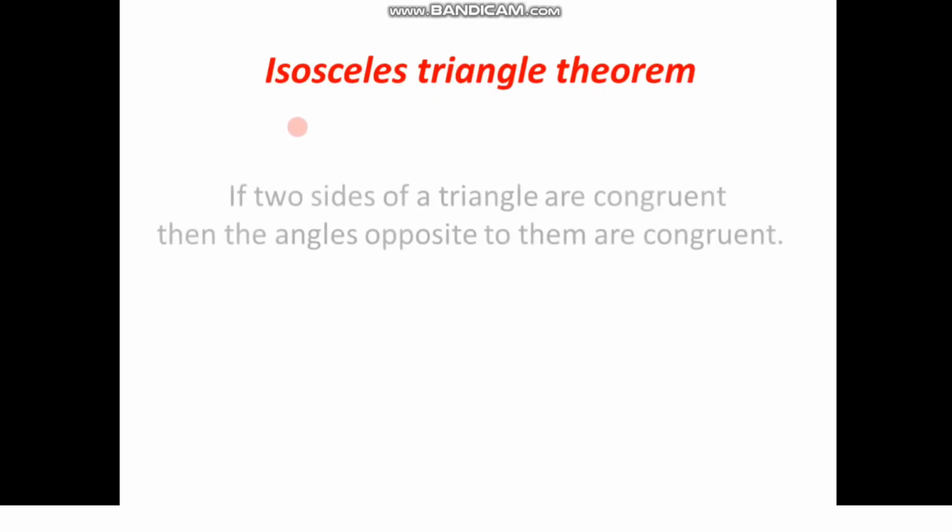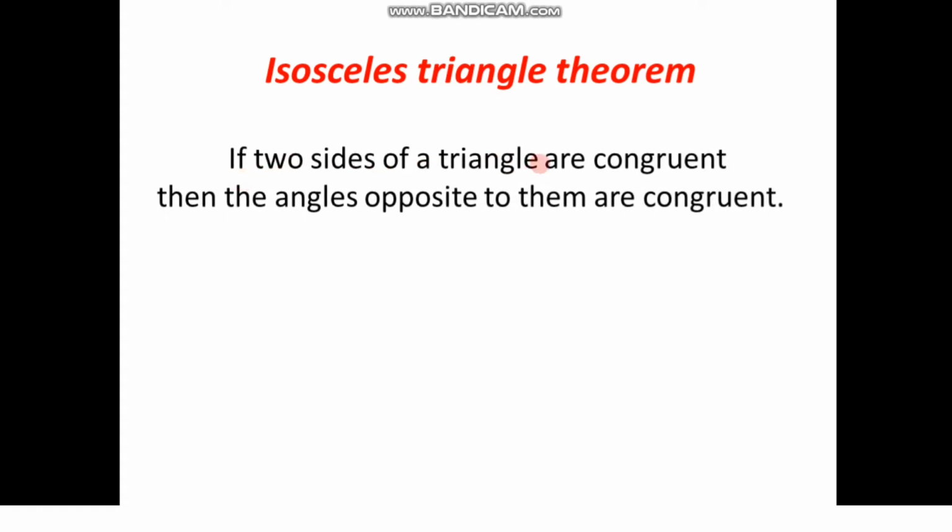Hello students, let us verify isosceles triangle theorem using GeoGebra. First of all, let us have the statement of this theorem. The statement is, if two sides of a triangle are congruent, then angles opposite to them are also congruent. This is isosceles triangle theorem, and this is about a triangle whose two sides are congruent.